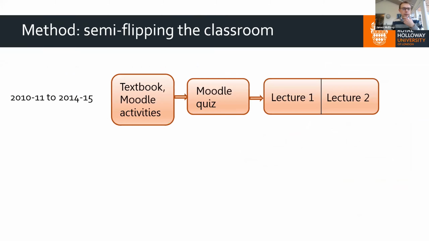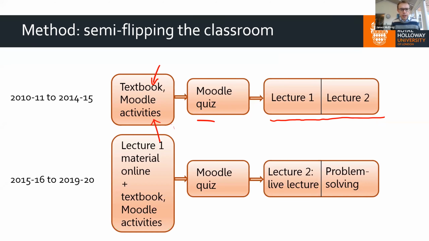And as Nick mentioned in his introduction, the way that I tried to implement this sort of active learning model was through flipping the classroom, or at least semi-flipping the classroom. In previous years, I'd asked students to read a section in their textbook. I'd ask them to do certain activities on Moodle. They would then do a Moodle quiz. And then I would give 2 consecutive lectures, trying to make it interactive through clicker questions and things like that. But basically, a fairly passive experience for them in the classroom.